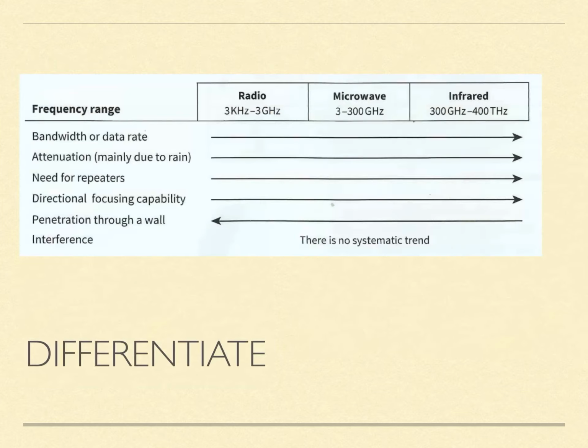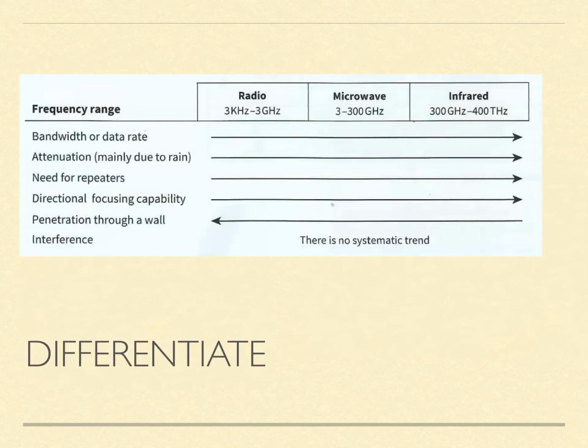And in this situation, we look at the bandwidth. We spoke about bandwidth already. We know how much data is sent in a given second. And in this situation, infrared wins that round because infrared sends more data over wireless technology. And radio would be the lowest.